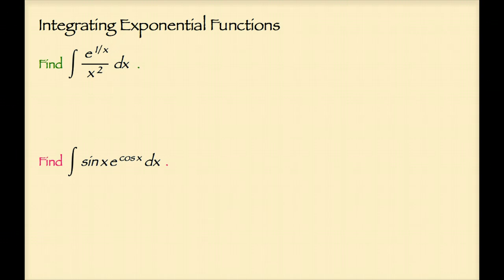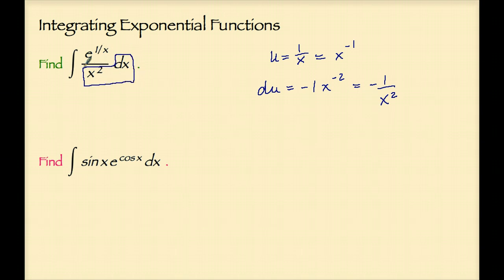Here we have two more examples. Find the integral of e to the 1 over x, over x squared, dx. Now before we wonder what to do with this x squared in the denominator, let's identify the u of the exponential function. In this case, u is 1 over x, which of course is x to the negative 1. That means du is negative 1 x to the negative 2, which can be written as negative 1 over x squared. Okay, now we see what that x squared is doing over there. It's actually du for 1 over x. So these two pieces together make the du.